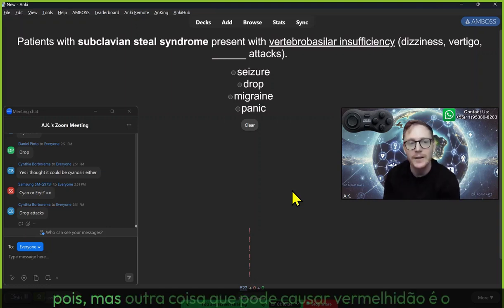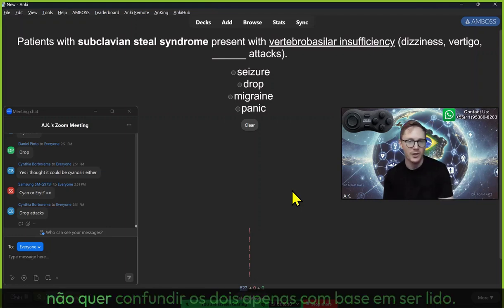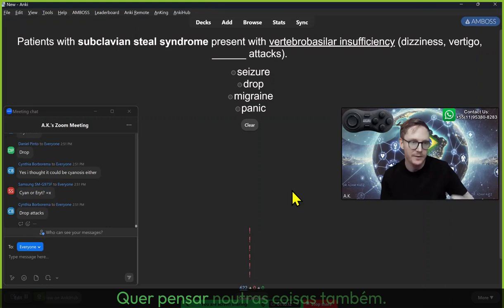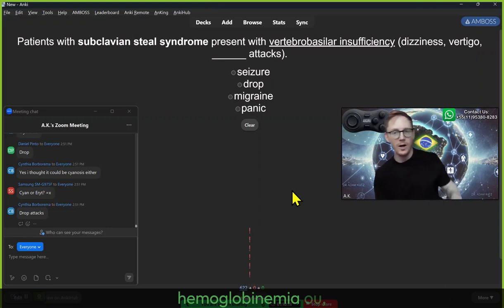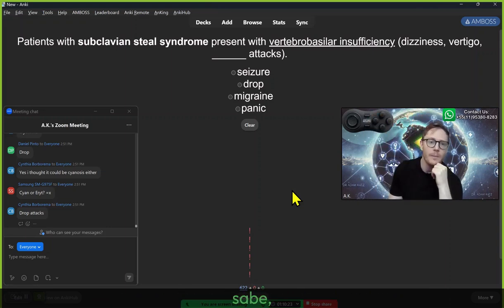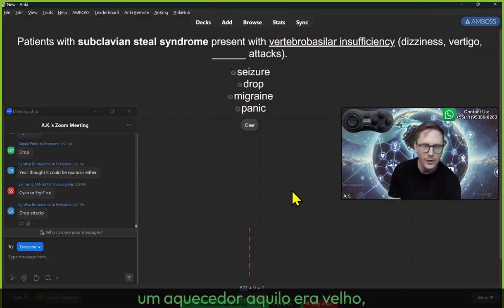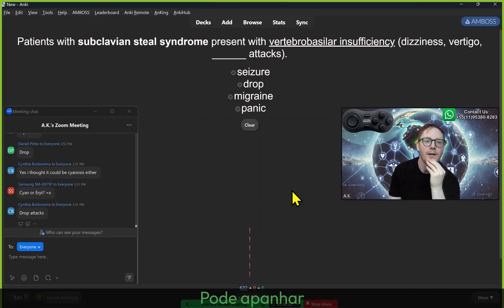But another thing that can cause redness is cyanide poisoning. So you don't want to confuse the two just on the basis of being red. You want to think about other things as well, most especially the things that happened before that predispose you to either methemoglobinemia or carbon monoxide poisoning. If you had an old heater or an old cabin with a fire going for too long, you can get carbon monoxide poisoning and turn red as well.